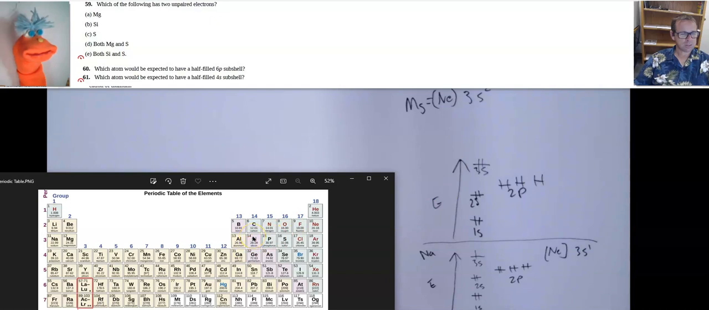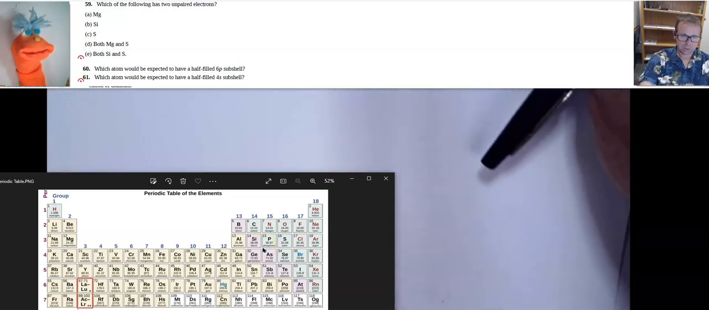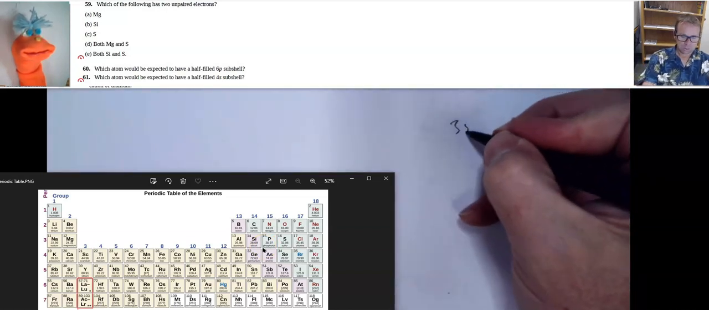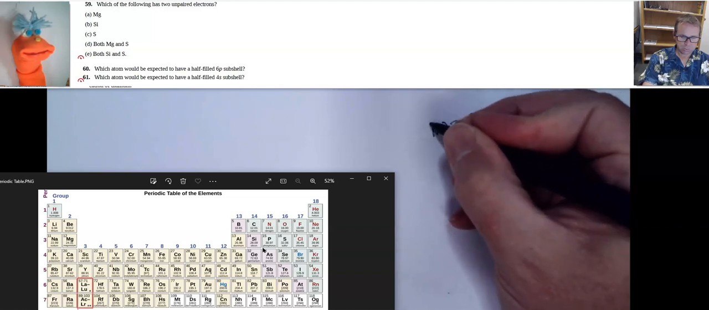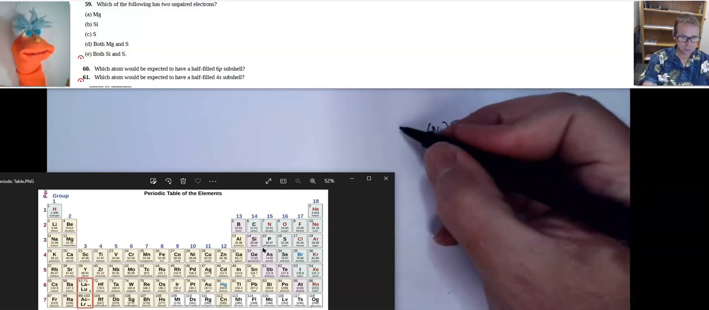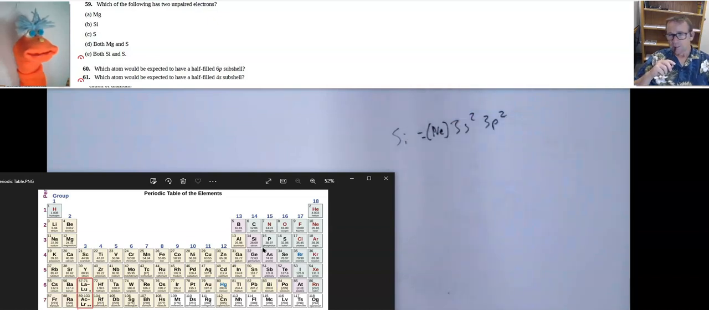14 electrons, neon core, 3s2, and then 3p2, right? 3s2, 3p2, neon core. And this is the electron configuration for silicon. So does it have any unpaired electrons? I still can't tell how you know.